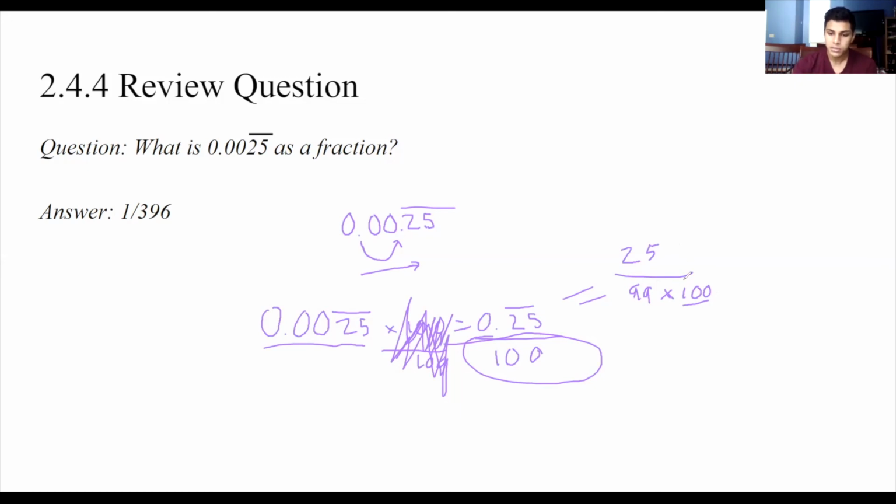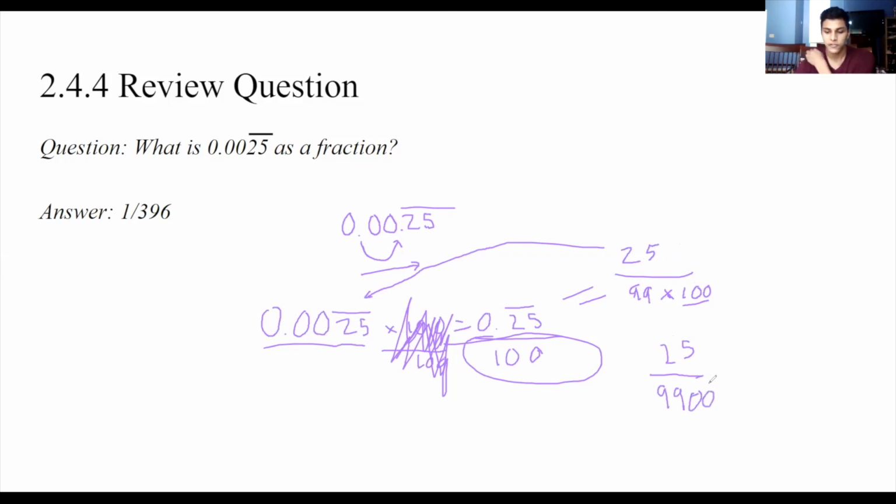So if I multiply by 100 in the denominator, that gives me 25 over 99 times 100, and that's going to be equal to 0.0025 bar. All right, so now if I simplify the denominator, that gives me 25 over 9,900. Now all I have left is to simplify this fraction.